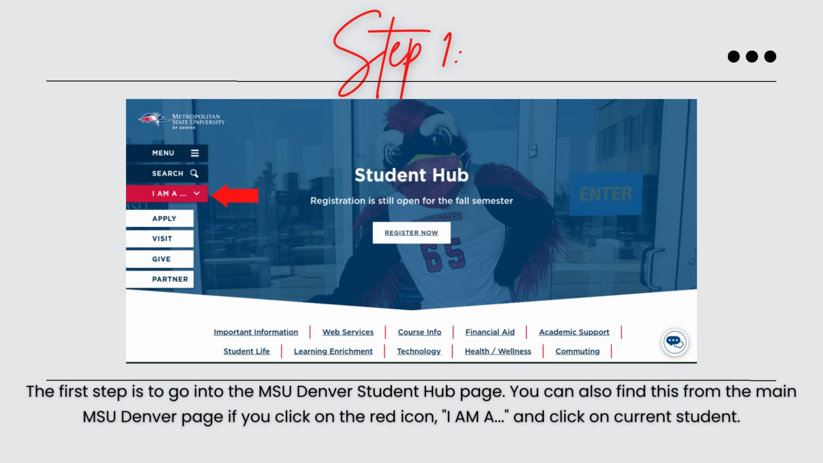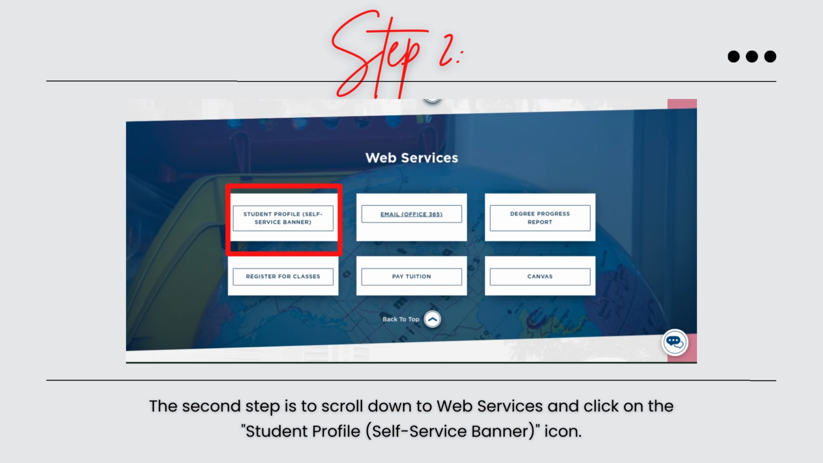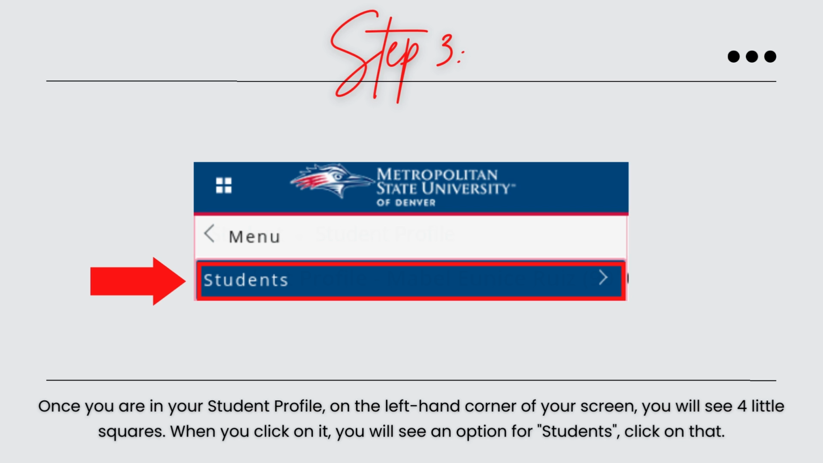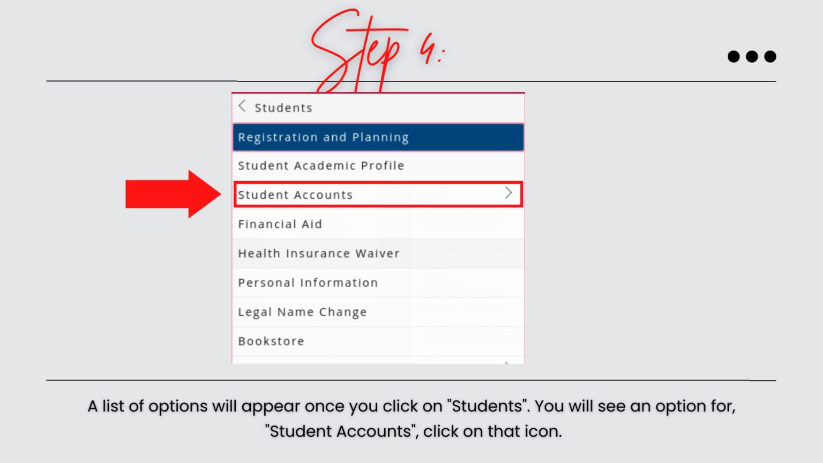You can also find this from the main MSU Denver page if you click on the red icon IMA and click on Current Student. The second step is to scroll down to Web Services and click on the Student Profile Self-Service banner icon. Once you are in your student profile, on the left-hand corner of your screen, you will see 4 little squares. When you click on it, you will see an option for students. Click on that.